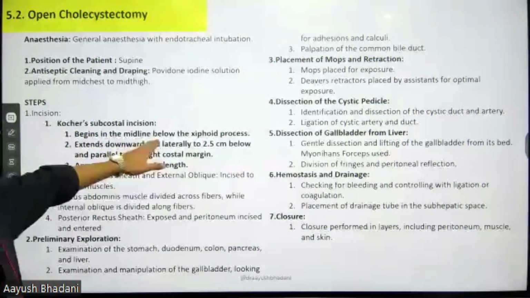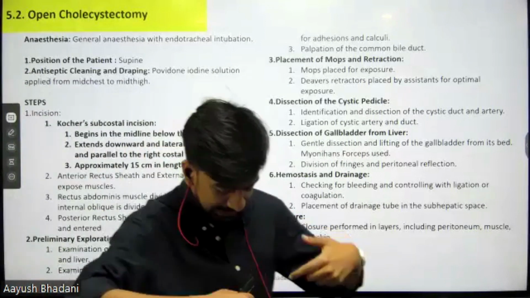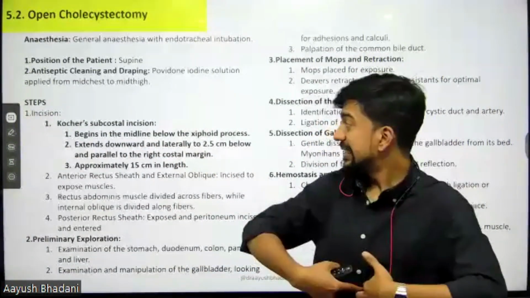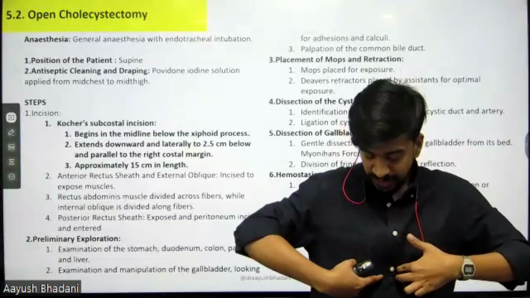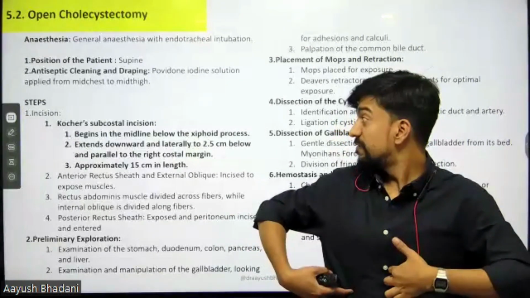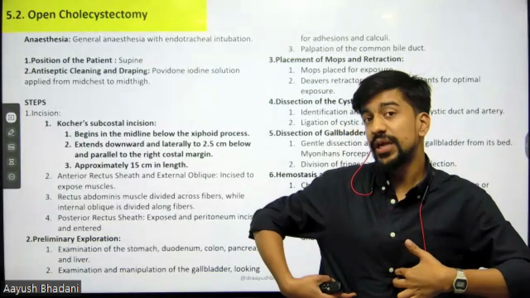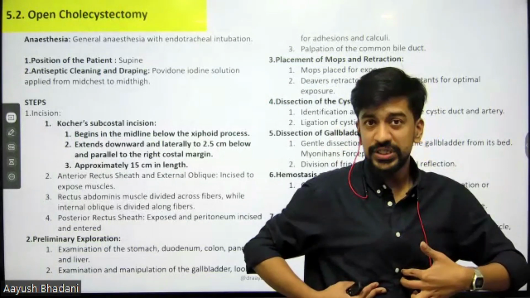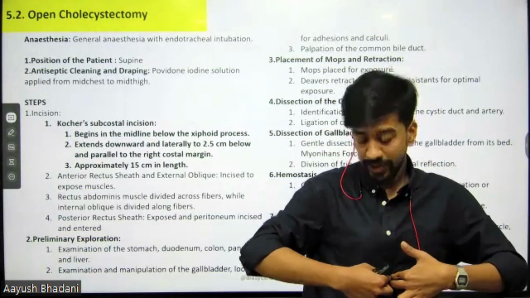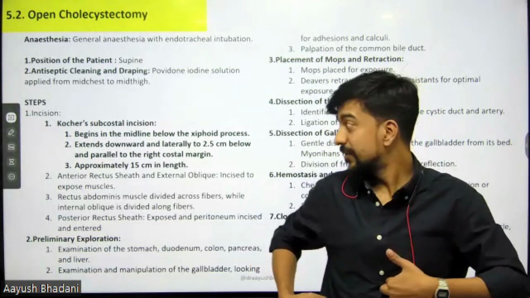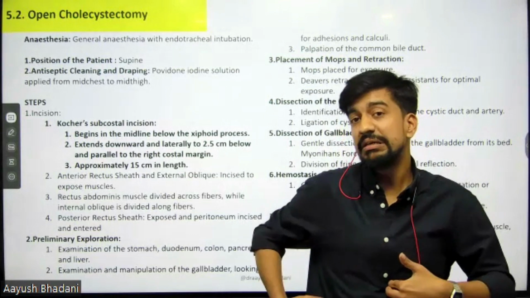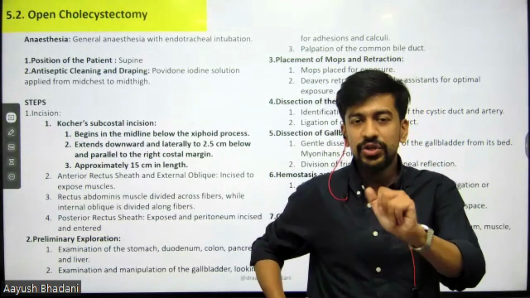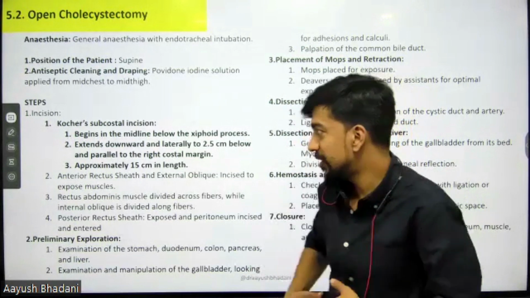So it begins in the midline below the xiphoid process. Okay, we'll understand. It begins below the midline at the xiphoid. Great. Extends downwards and laterally. Okay, going downwards and laterally, 2.5 centimeters below and parallel to the right costal margin. Cool. So we have the right costal margin, 2 centimeters below the xiphoid, move downwards and laterally, approximately 15 centimeters in length. Nowadays, people are doing 10 centimeters, even smaller, but for your level, understand the 15 centimeters.